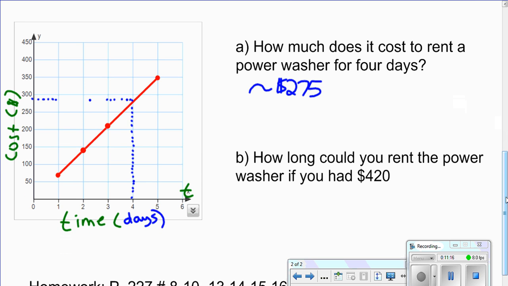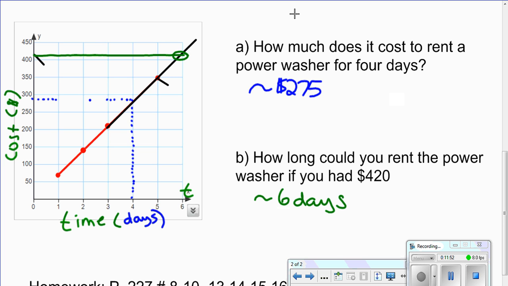So then it says, how long could we rent the power washer if we had $420? So $420 is somewhere up there. So I'm going to extend this line just so we can extrapolate a little bit better. And so $420 is about here if we extrapolate out. That takes us to about 6 days. So approximately 6 days, maybe a little bit less, but pretty close to 6 days for $420.